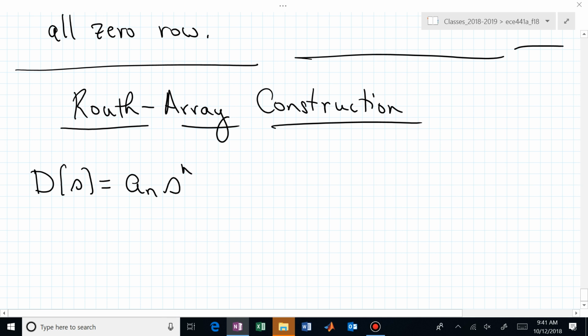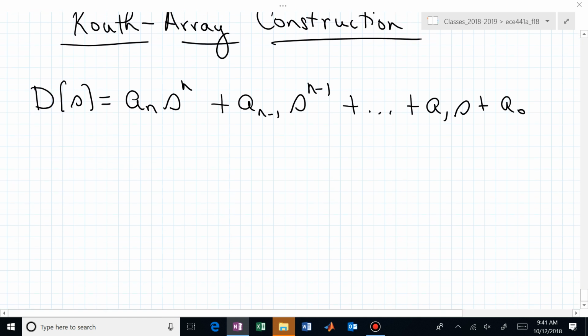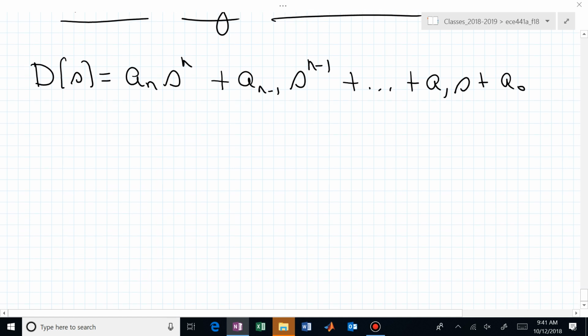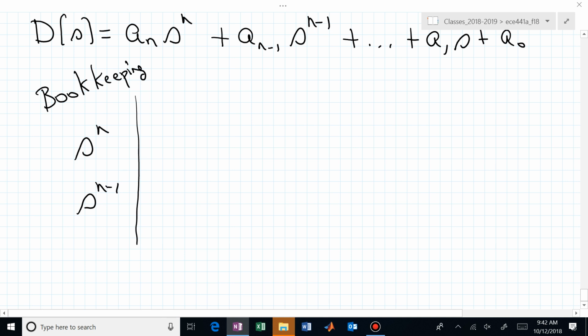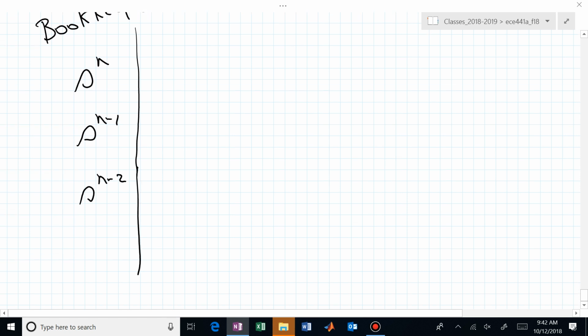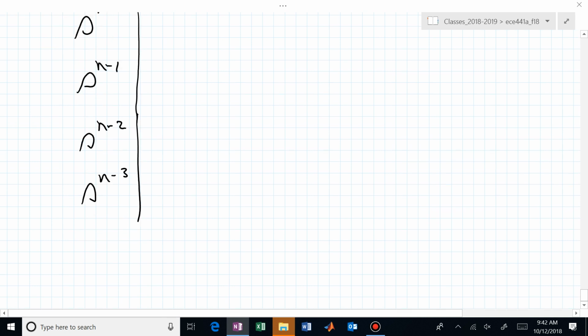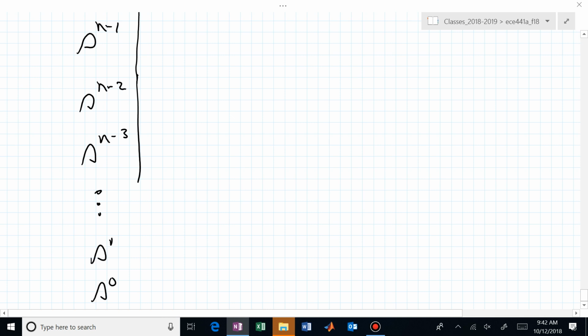So now we have D of S is A sub n S to the n plus A sub n minus 1 S to the n minus 1 plus ... plus A1 S plus A sub 0. There's our generic expression for our nth order polynomial. Then, for bookkeeping purposes, it's not necessary, but I like to tell myself what I have to play with. So I know I have an nth order polynomial. I'm going to label my rows. I have an S to the n row, an S to the n minus 1 row, an S to the n minus 2 row, an S to the n minus 3 row, and I just keep going until I end up with an S to the 0 row.